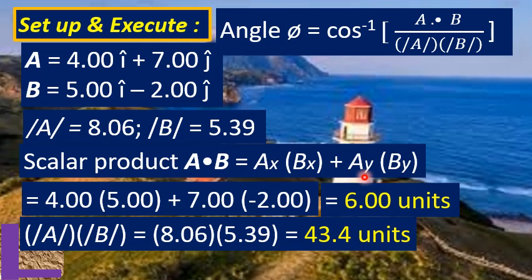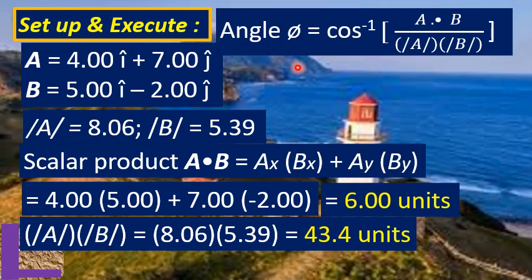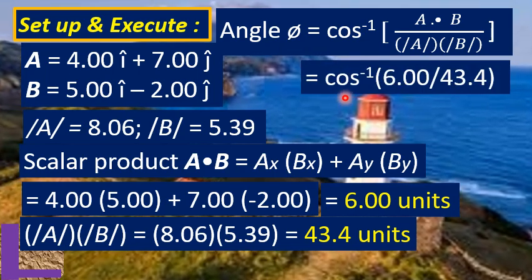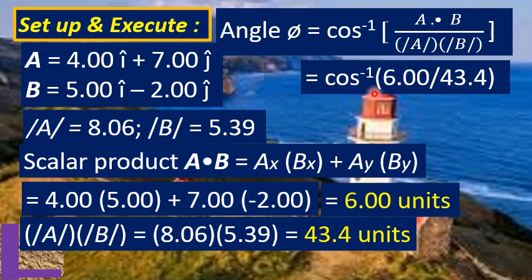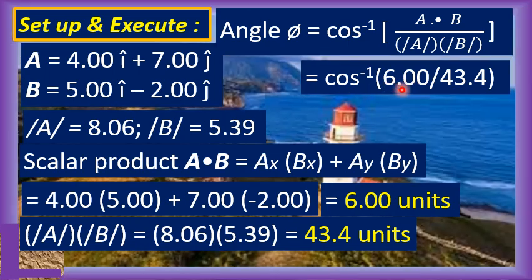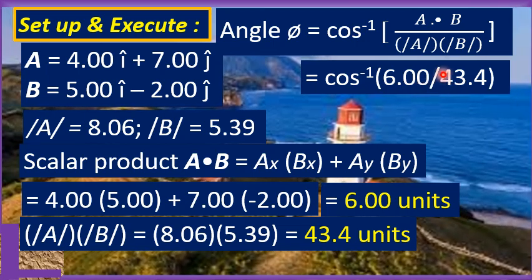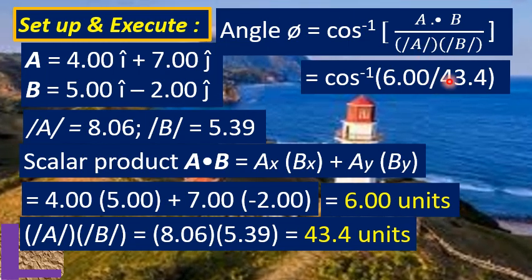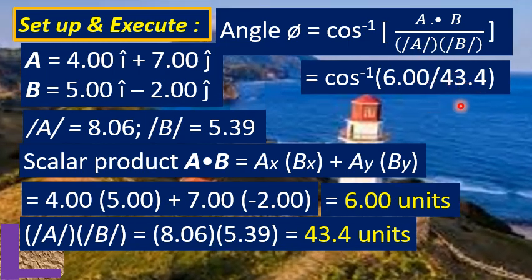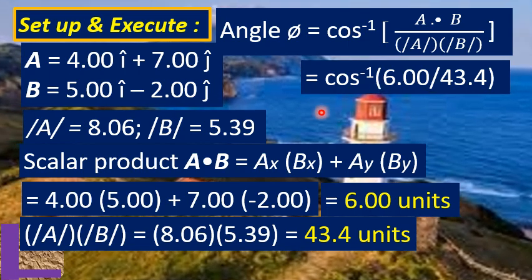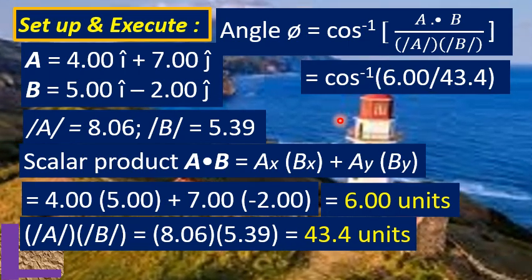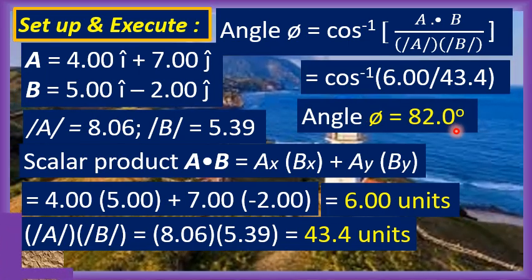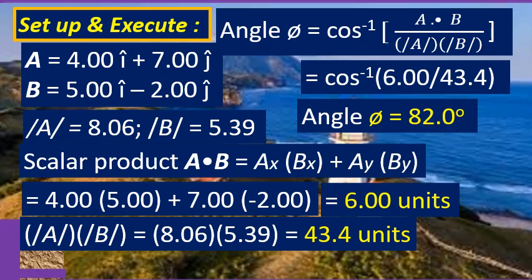That means we can now proceed in computing the angle phi. So we just substitute the inverse cosine of the quantity A dot B, which is 6.00, divided by the product of the magnitudes of vectors A and B, which is 43.4. So using our scientific calculator, we will get the angle phi equal to 82.0 degrees in three significant figures.